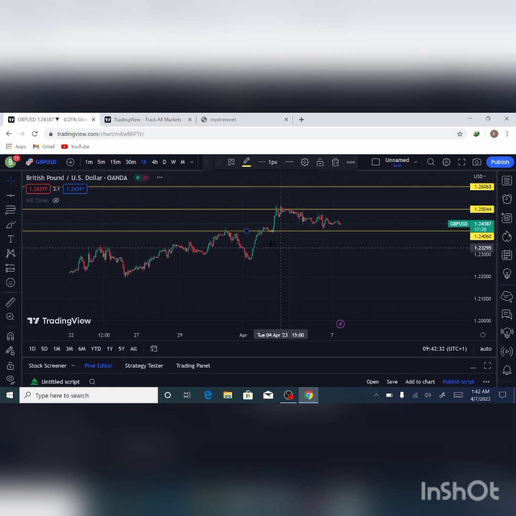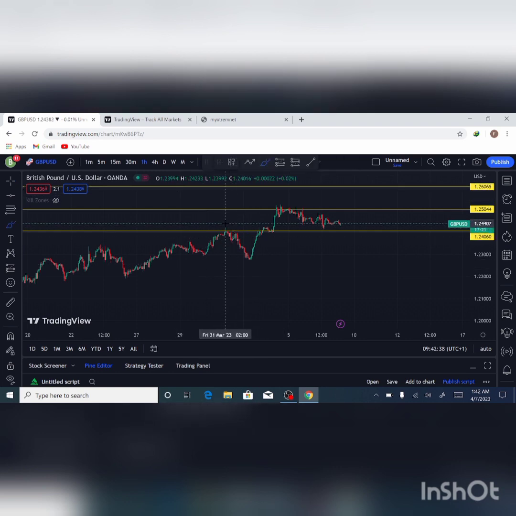Now, what will you notice? You'll notice that on a psychological level, reversal always occurs. These are main psychological levels. Look at what happened here. The price went up, reversed on a main psychological level, forming a very powerful pin bar, and after that you see the move, it went down.